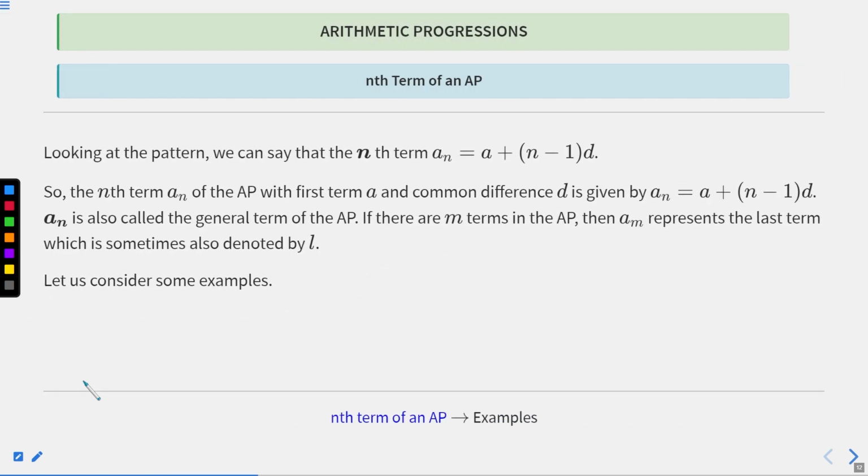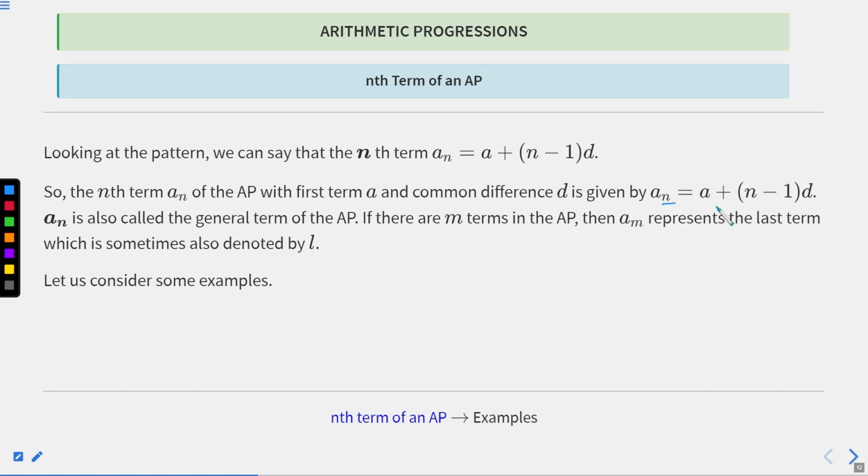Now, looking at the pattern, we can say that the nth term of this AP, an, is equal to the first term a plus (n minus 1) times the common difference d. So the nth term an of the AP with first term a and common difference d is given by an equals a plus n minus 1 times d. Here an is also called the general term of the AP.